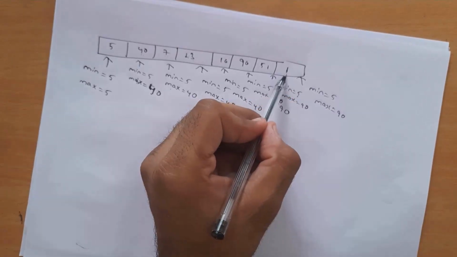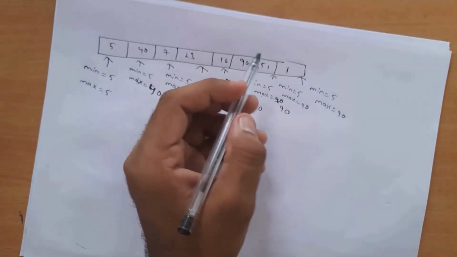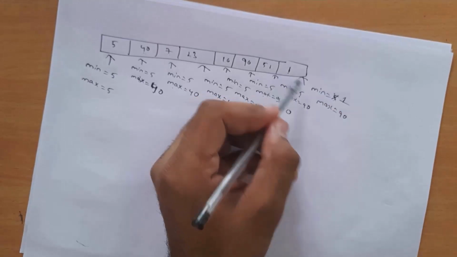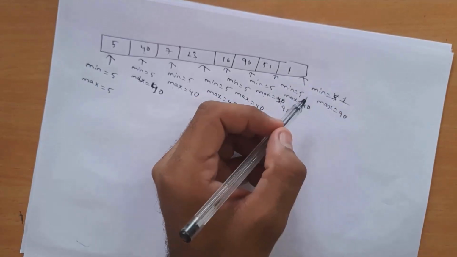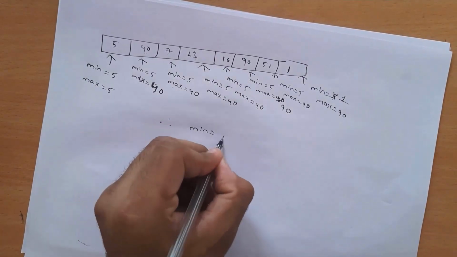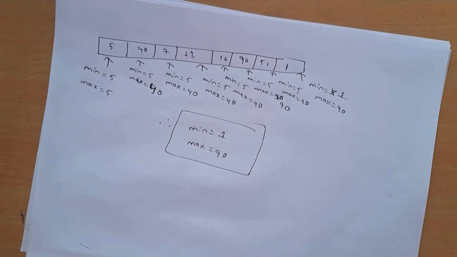When compared to 1, 5 is not smaller, because when comparing 5 and 1, 1 is the smallest element. So replace this 5 with 1. And when compared to 1, 90 is the highest element. So keep 90 as it is. Therefore, the minimum element is 1 and the maximum element is 90. This is how we find the maximum and minimum element in an array.